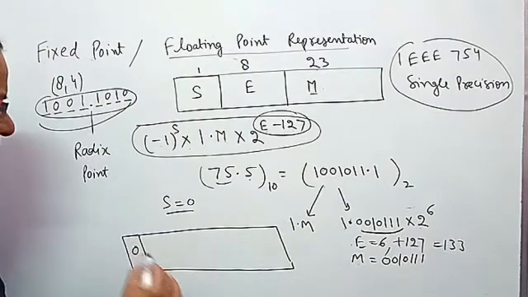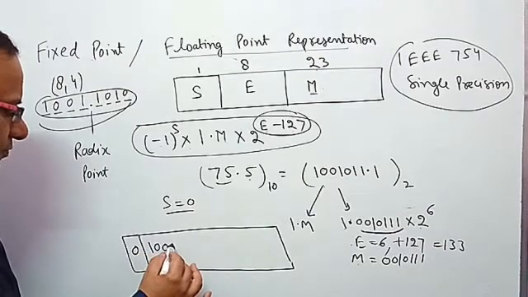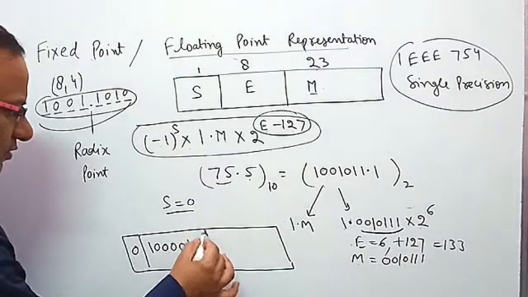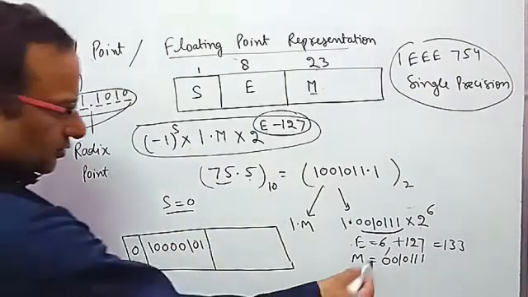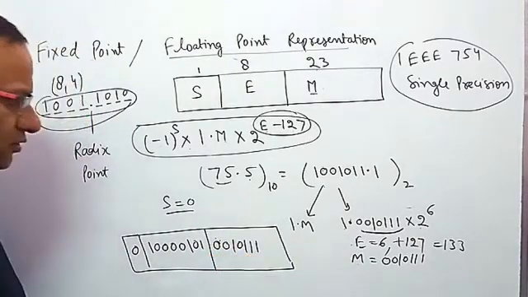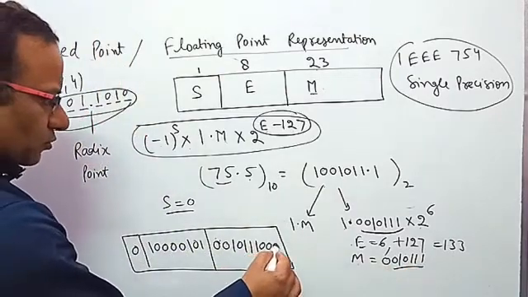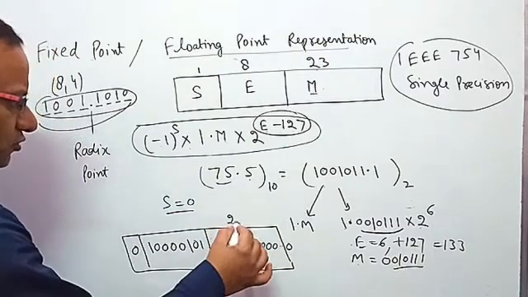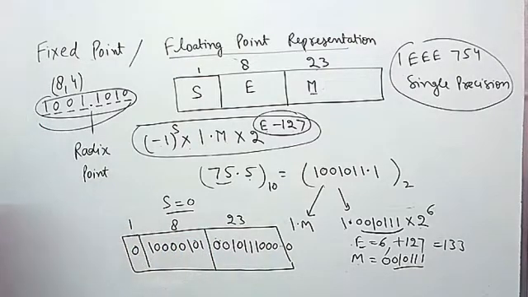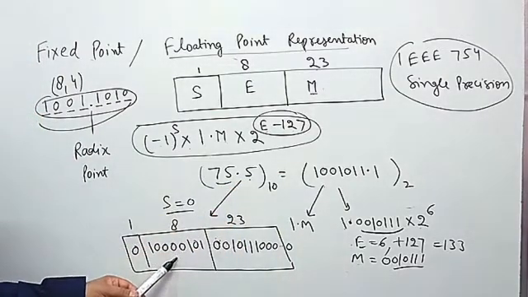Sign bit is 0. 133 in binary will be 128, 64, 32, 16, 8, 4, 2, 1. This is the exponent part. Mantissa will be the significant bits, which are 0, 0, 1, 0, 1, 1, 1. Only significant bits are required, the later ones are all trailing zeros up to 23 bits. So 23 bits for mantissa, 8 bits for exponent and 1 bit for sign. So now 75.5 is represented in IEEE single precision format as this.